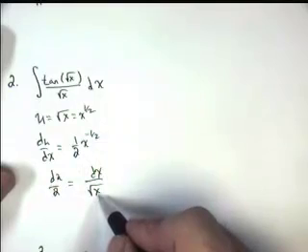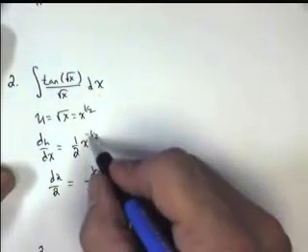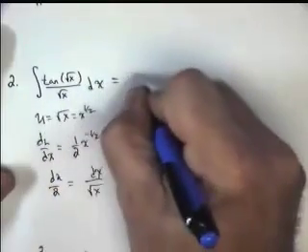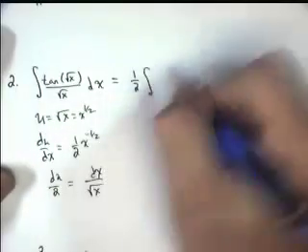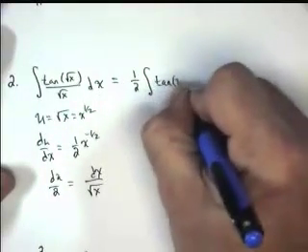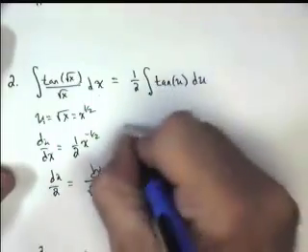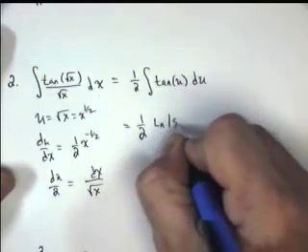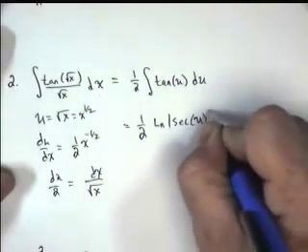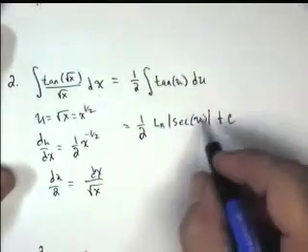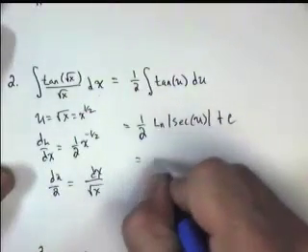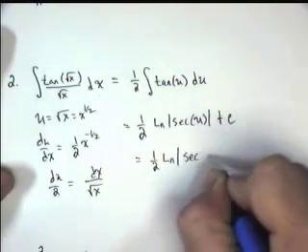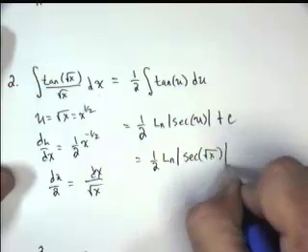x to the minus 1/2 is 1 over the square root of x. So taking the negative exponent puts it down there. There's our dx over the square root of x. So this is 1/2 the integral of the tangent of u du. That's 1/2, and now we know the integral of tangent is the natural log of the absolute value of the secant of u plus a constant, and u was the square root of x. So this is 1/2 times the natural log of the absolute value of the secant of the square root of x plus a constant.